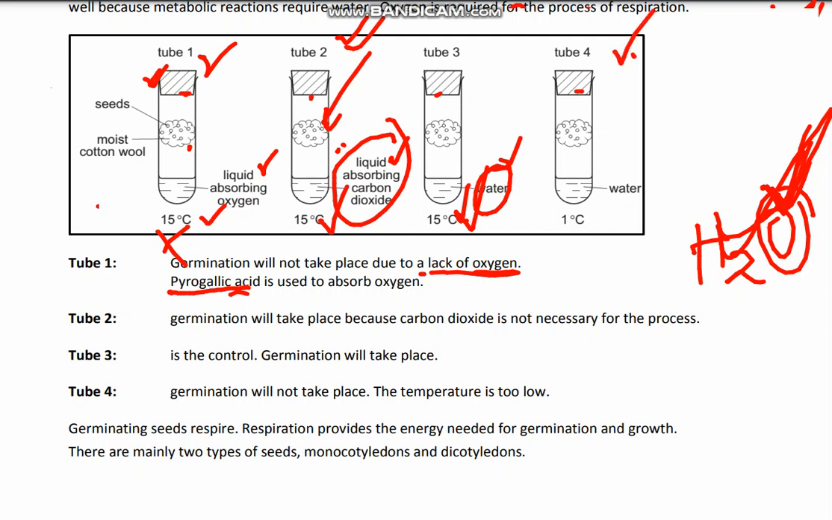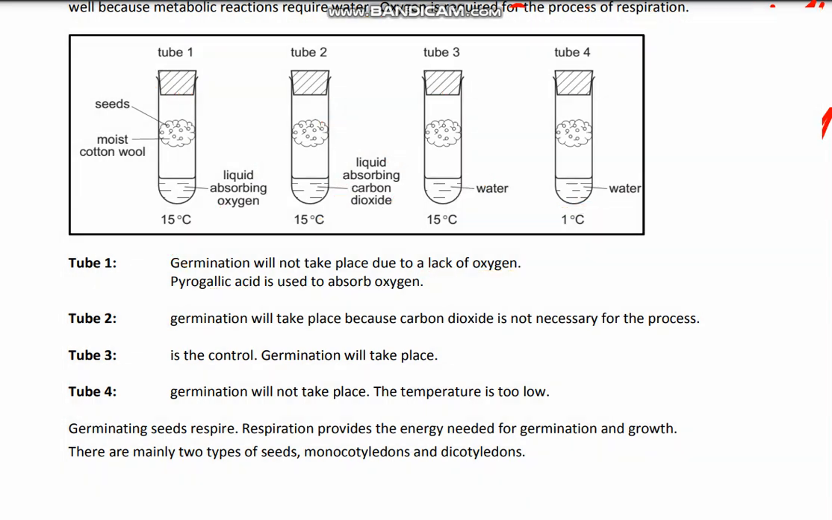And in test tube 4, if you check very closely, you can see that we have water, of course, and oxygen, but the temperature is too low. It's 1 degree Celsius. So germination in this one will not take place. The temperature is too low. This is the main reason. And I told you about the effect of having a temperature that is too low. The enzymes would be inactive. The enzymes will not work effectively.